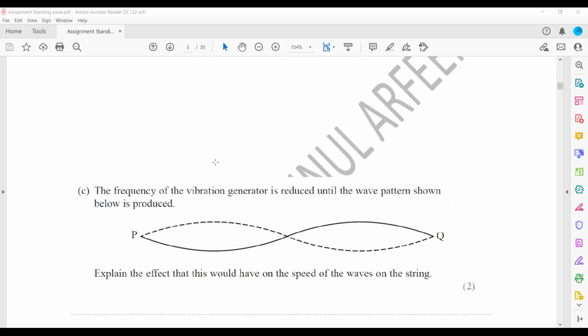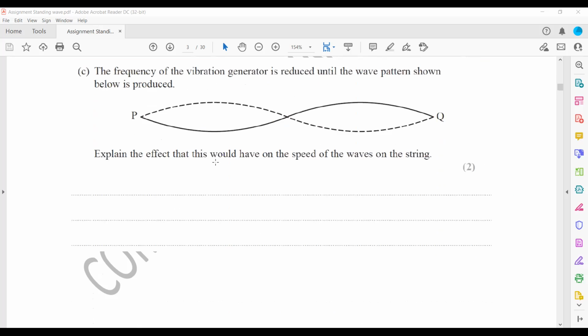The next part: the frequency of the vibration generator is reduced. So we reduce the frequency of the wave until the wave pattern is shown. Explain what effect this would have on the speed of the wave on the string. So as you can see, as we reduce the frequency, the wavelength is increased as the frequency is decreased.